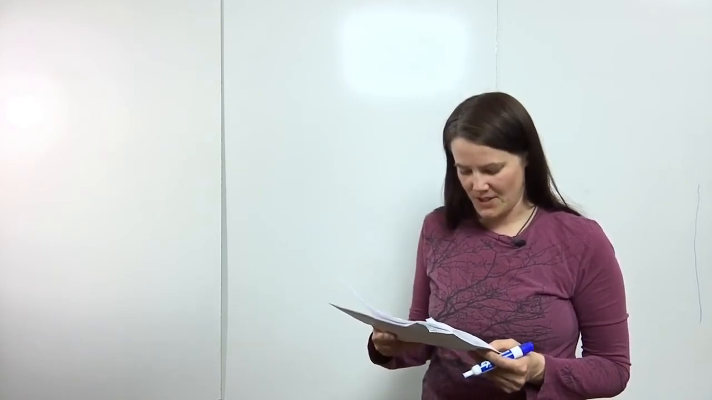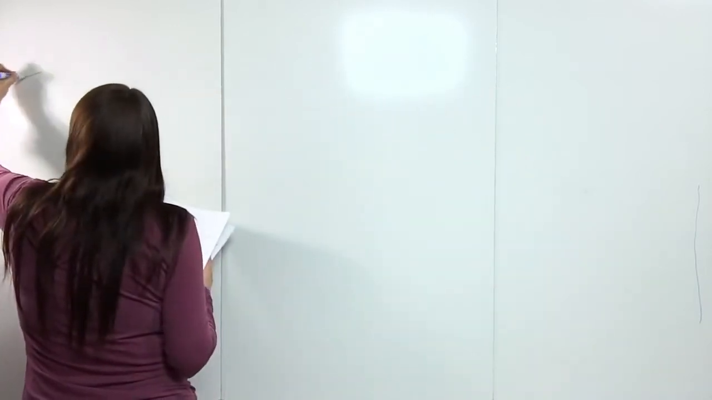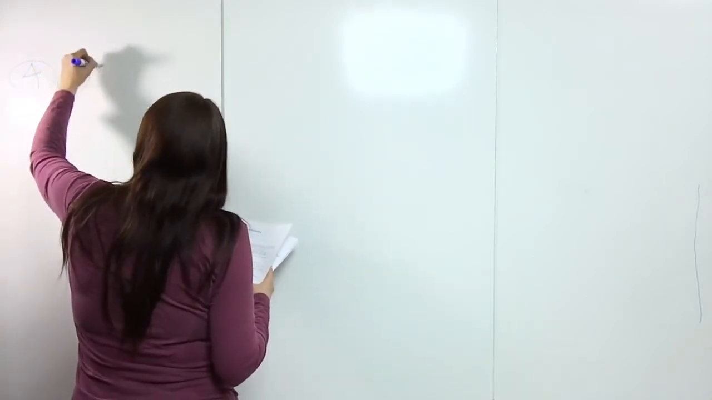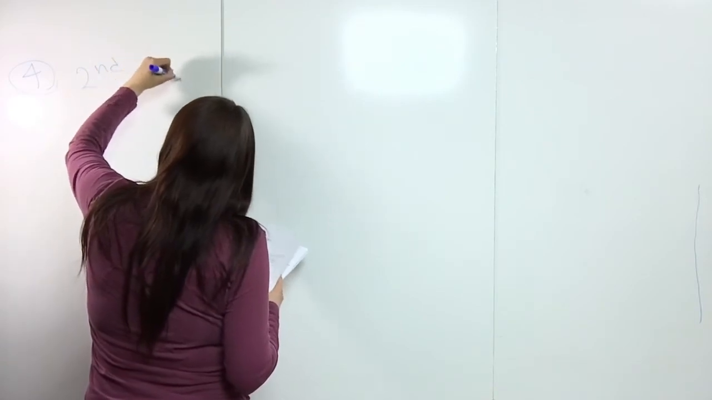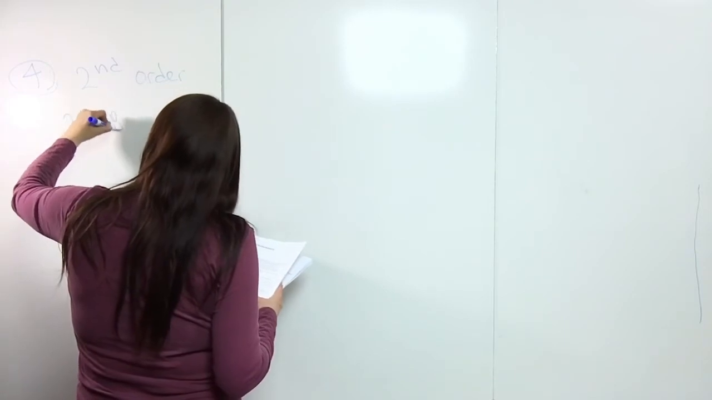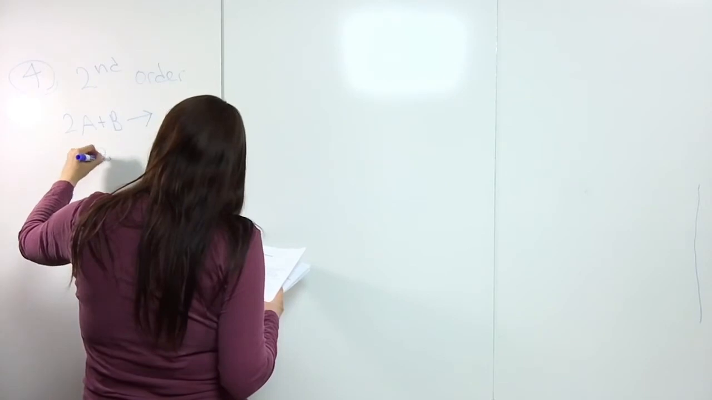So number 4. Number 4 was a packed bed reactor, so you had to derive equations accounting for a pressure drop and without a pressure drop. So first of all, number 4 says a second order reaction, 2A plus B to C, says you have a PBR.